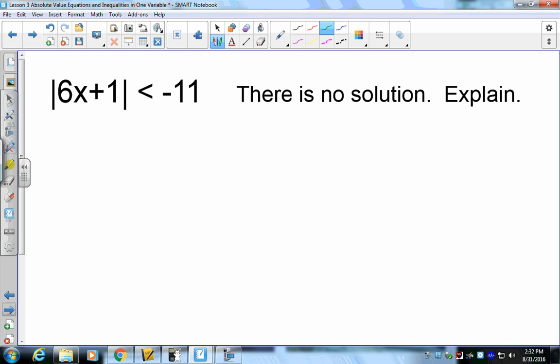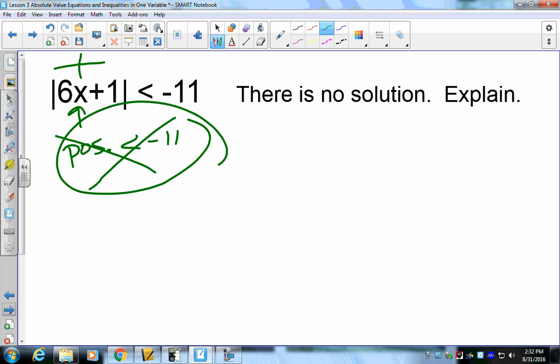All right, looking at this one. The absolute value of 6x plus 1 is less than negative 11. There is no solution. Why? Think about it. No matter what number I plug in here, I'm going to get a positive. There is no way that a positive number can be less than a negative number. It is not possible. Okay, we looked at it with an equation. When it's equal to a negative, it automatically means no solution. Once again, this is after you isolate that absolute value.